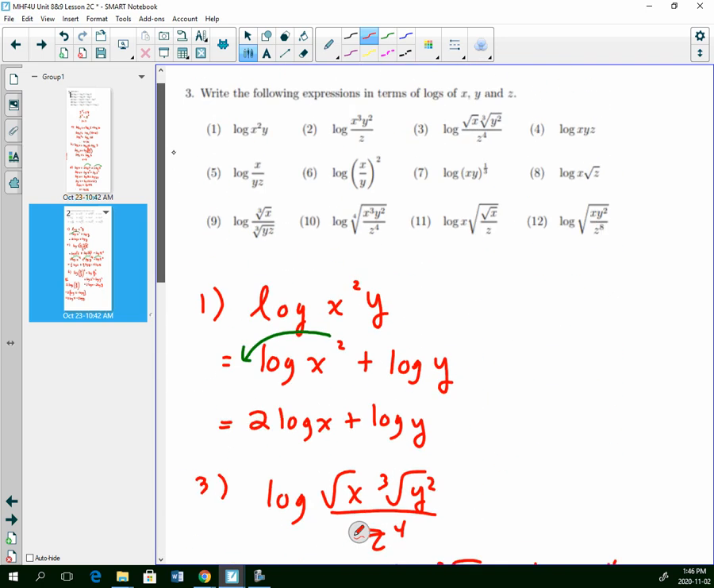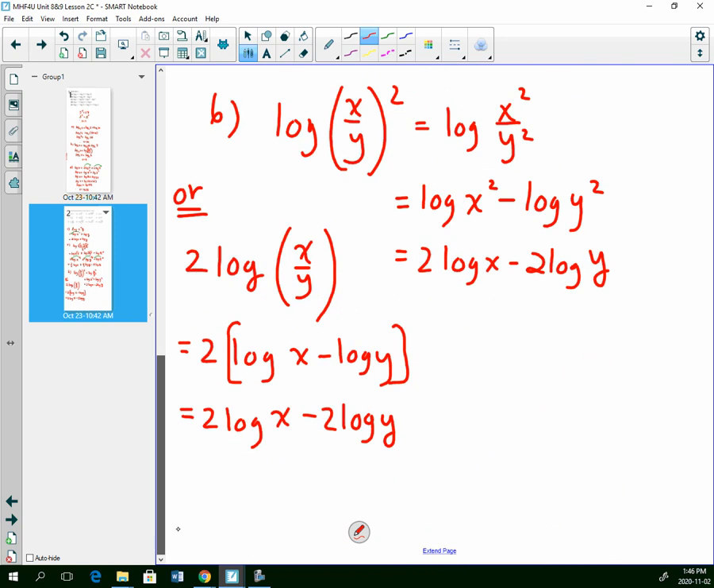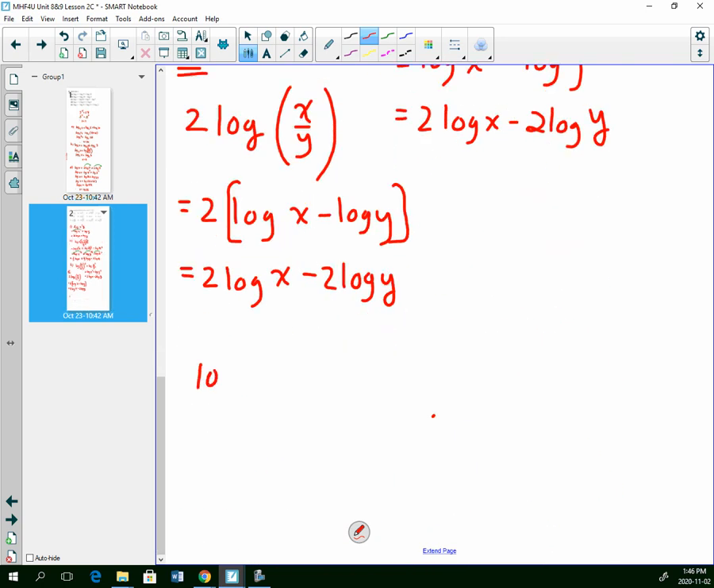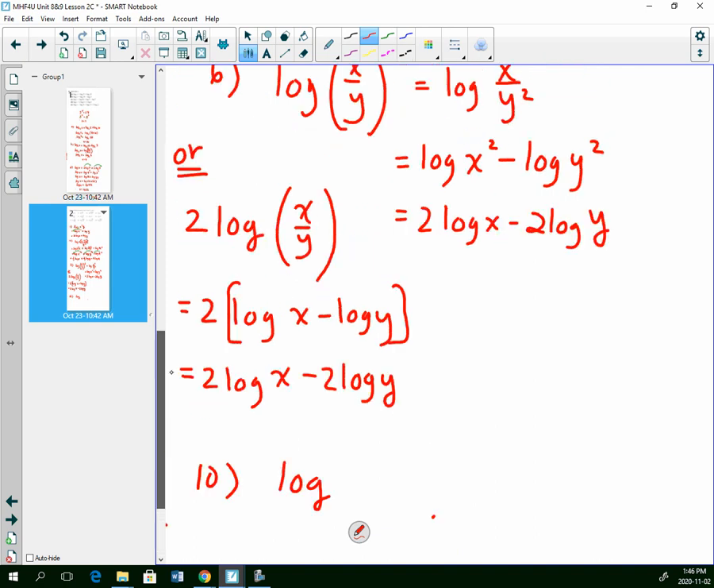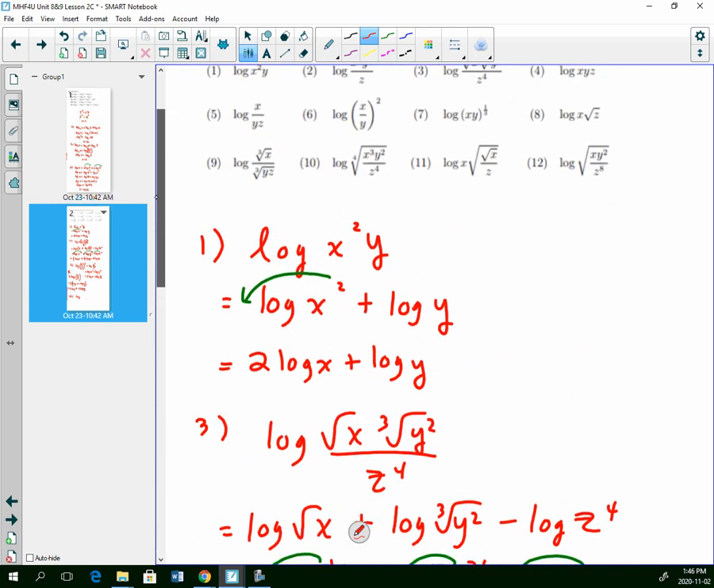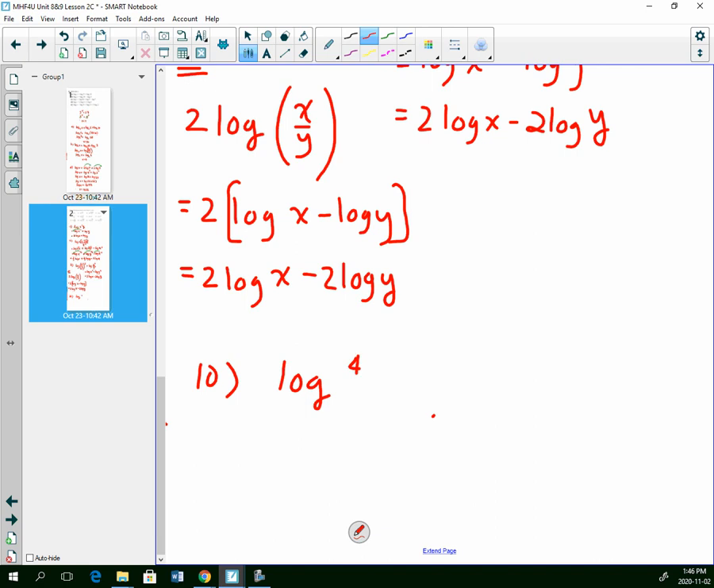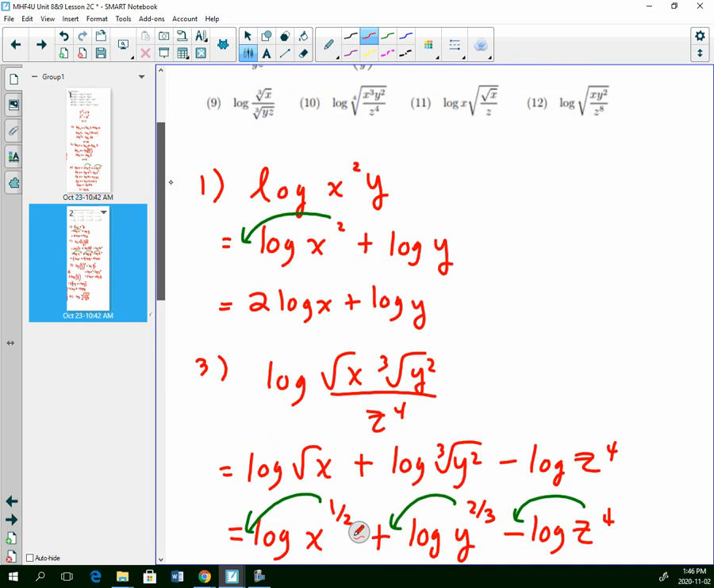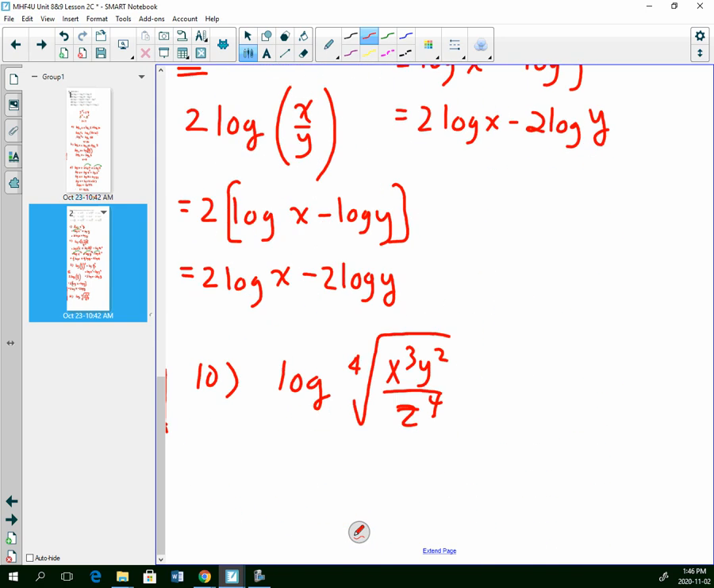Let's try 10. So you can write this question down. Okay, so it's log fourth root of x cubed, y squared over z to the 4. Let's make sure I get that right. Yep. So why don't we try that one? I'm just going to do the attendance.